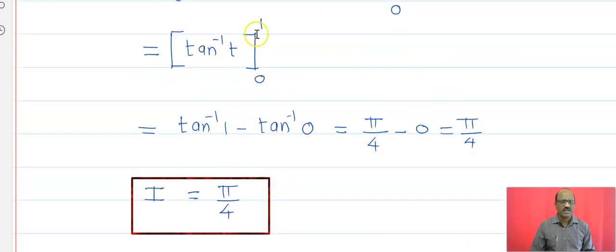And if we substitute t equals 1 and t equals 0, tan inverse of 1 means pi by 4 and tan inverse of 0 is 0. And hence the answer is I equals pi by 4.